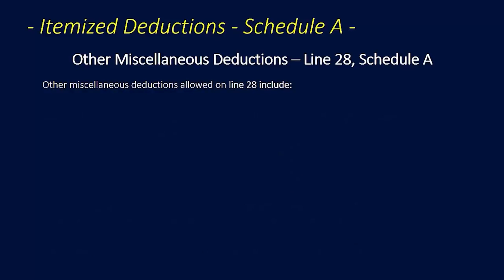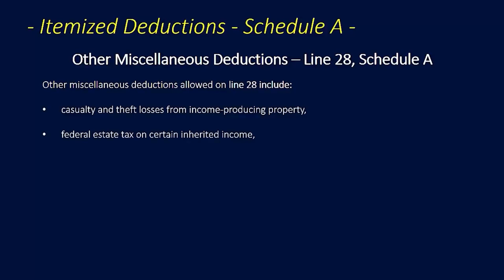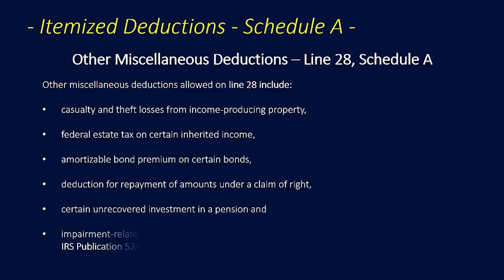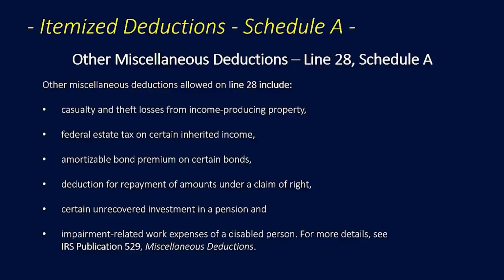Other miscellaneous deductions allowed on line 28 include casualty and theft losses from income-producing property, federal estate tax on certain inherited income, amortizable bond premium on certain bonds, the deduction for repayment of amounts under a claim of right, and certain unrecovered investment in a pension, and impairment-related work expenses of a disabled person. For more details, consult IRS Publication 529, Miscellaneous Deductions.